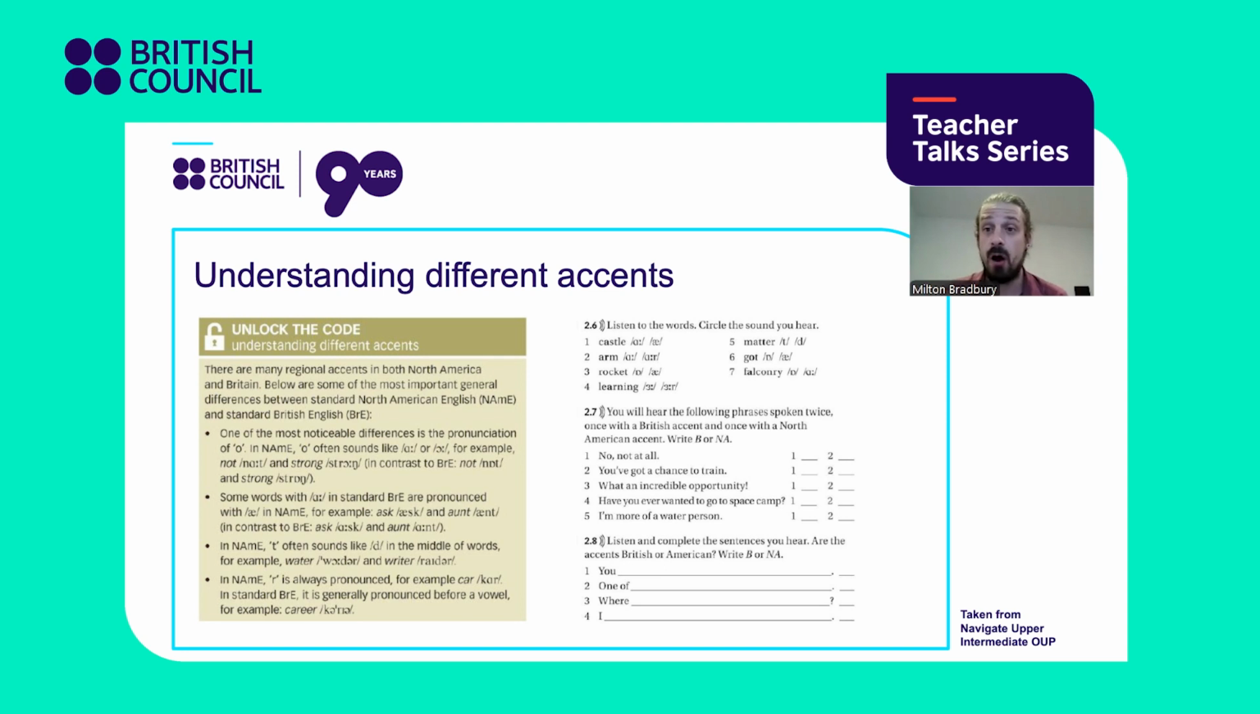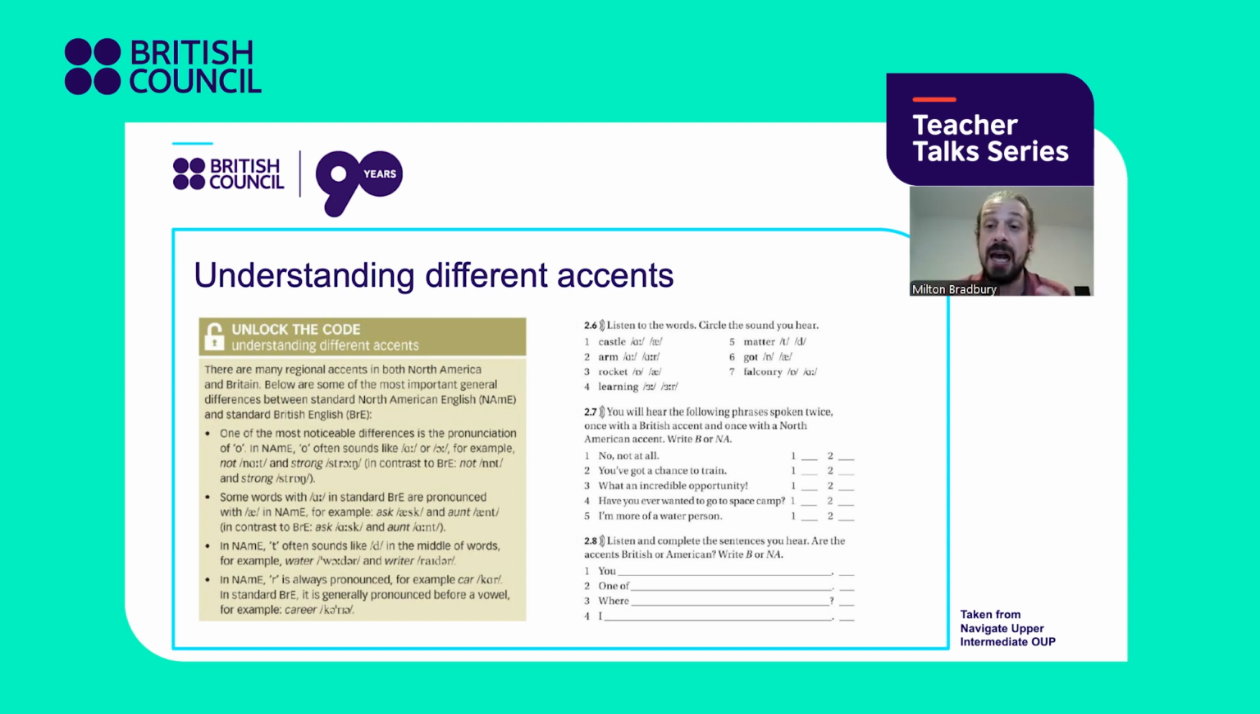So the vowel of O sounds different depending on which variant, or rather which accent, okay? Strong and strong. So this helps learners see the difference. Another point is how to pronounce the letter R sound. For example, British English "ask" and American English "ask", "aunt" and "ant". So it depends on where you're from.